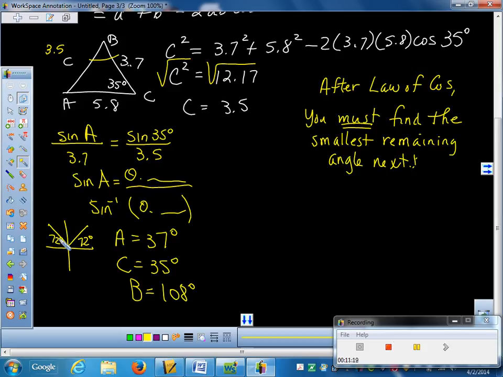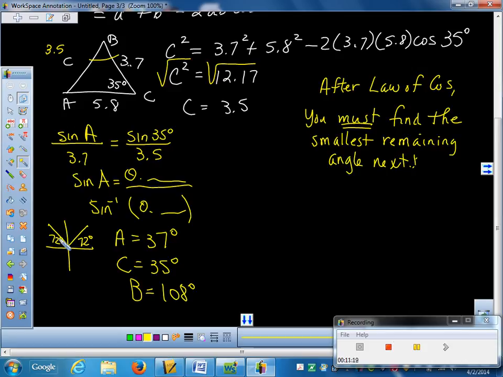Yeah, it's going to be that way. But you're not going to know. If you just did law of sines to solve for B, you were going to get 72 as an answer. You're not going to get 108. You have to find the smallest angle next.